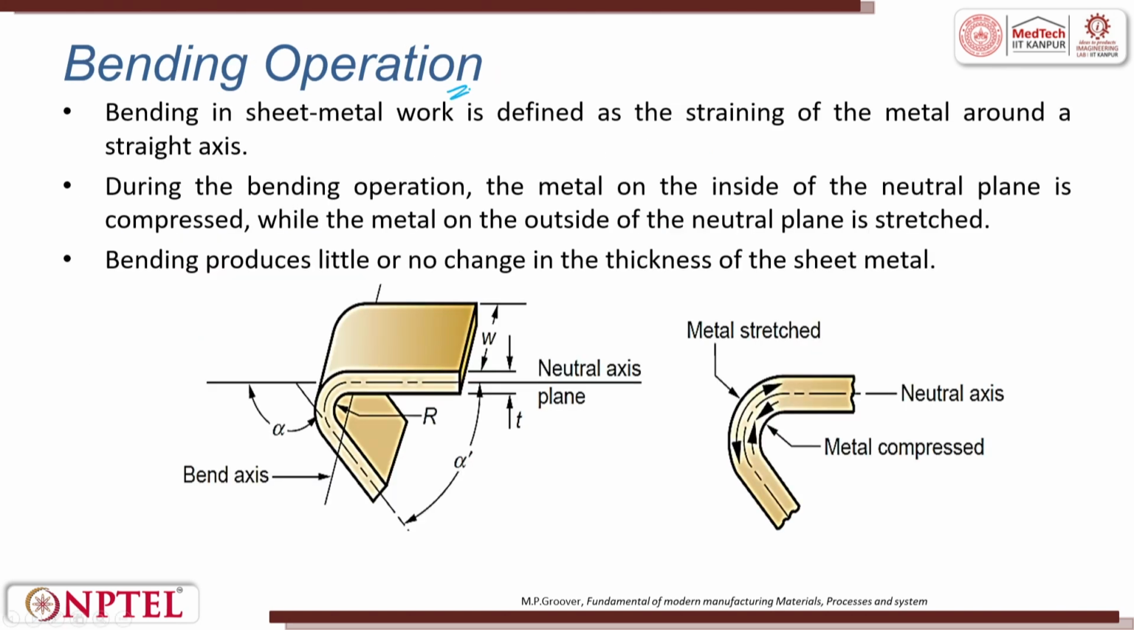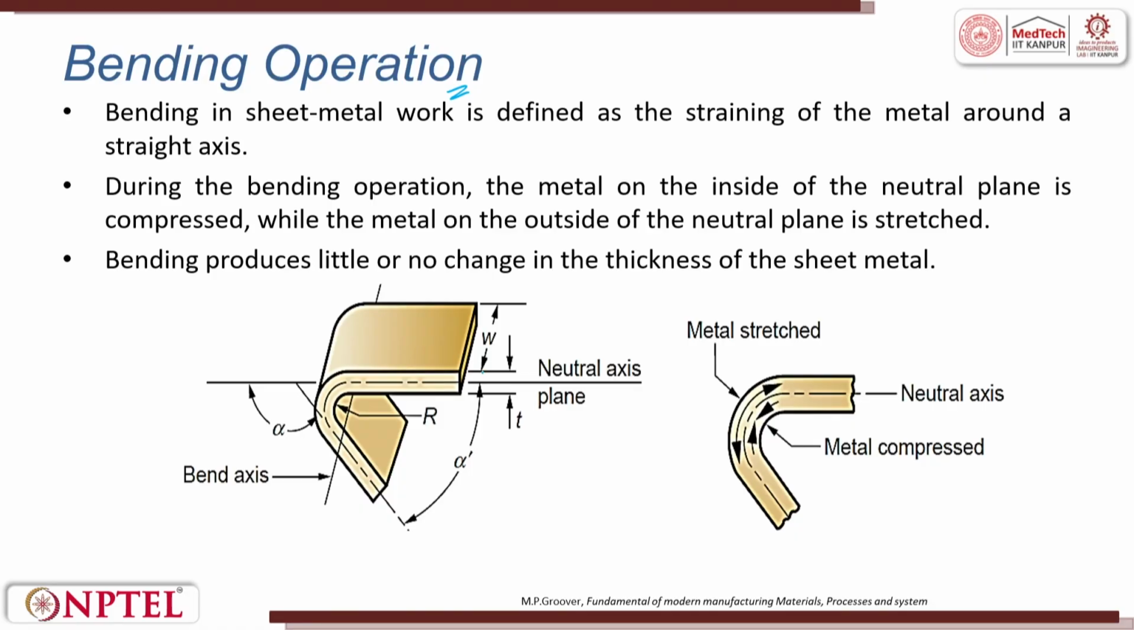Bending operation. You can see bending when you buy any vessels; there will always be bending at the top. That is a bending operation. When you take a milk kettle or a milk boiling vessel, you can see they will always have a mouth which is rounded off. All these things are bending operations. We also try to bend rods. Here we are talking about sheet, but you can also convert the sheet into a rod.